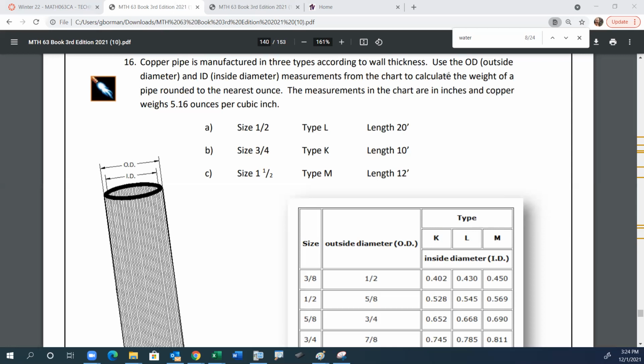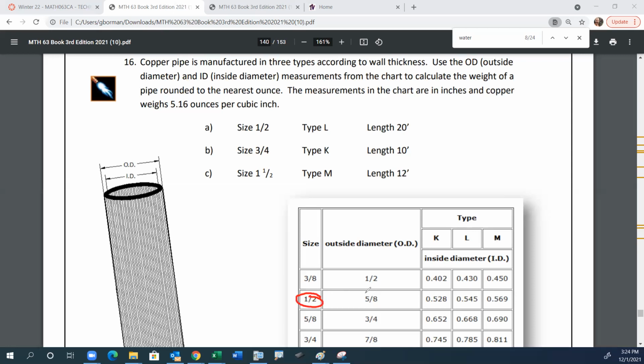And that wall thickness is just going to be the outside diameter. Well, use the outside diameter and the inside diameter measurements from the chart to calculate the weight of the pipe, round to the nearest ounce. Okay, so for part A, we're going size 1/2.